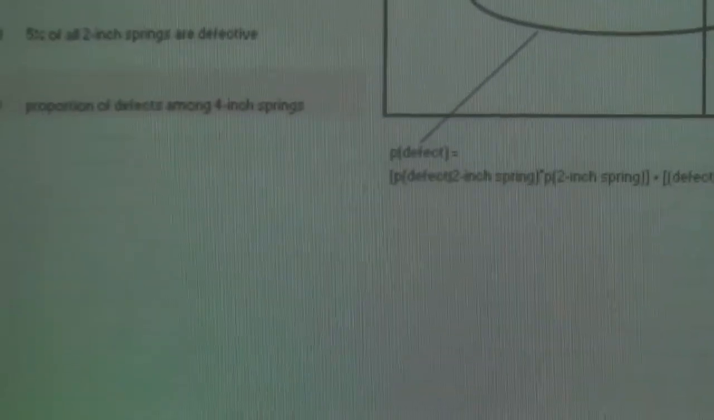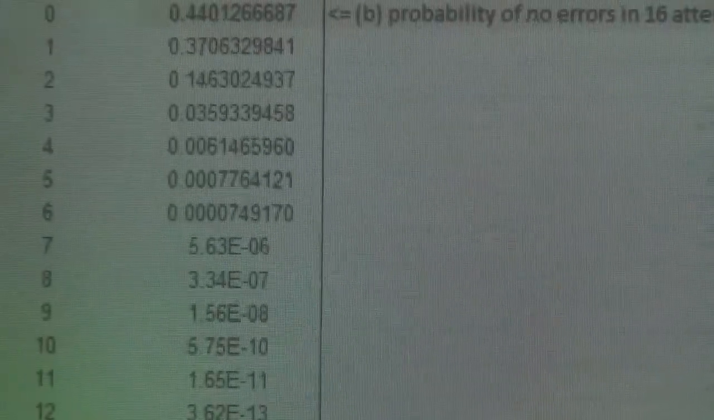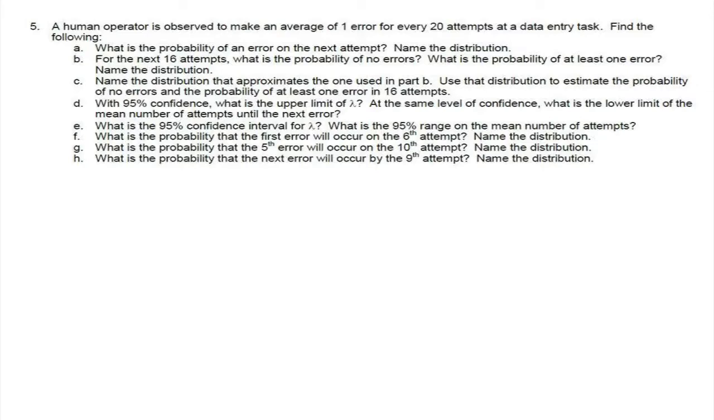All right, so let's put Bayes behind this then, more than enough Bayes theorem. Human operator, 1 error for every 20 attempts, so that's 1 in 20 is our P, and we can call it lambda to approximate. Probability of an error on the next attempt, that's a Bernoulli distribution, and that's simply 1 in 20, 0.05. The next 16 attempts, probability of no errors, that's binomial, and we calculate just for x equals 0. What is the probability of at least 1 error? That's 1 minus the probability of 0 in binomial. The distribution that approximates is Poisson, and same calculations that we did with binomial.